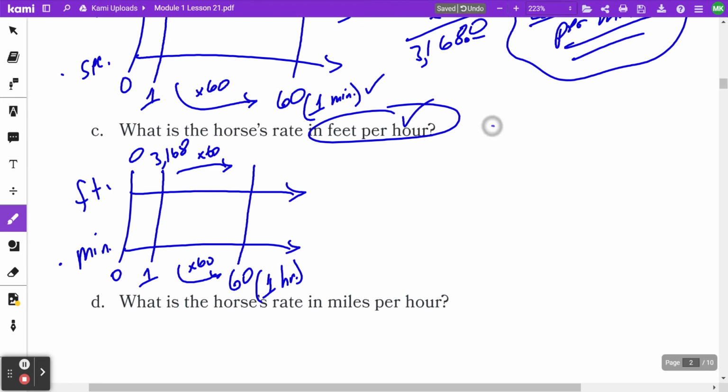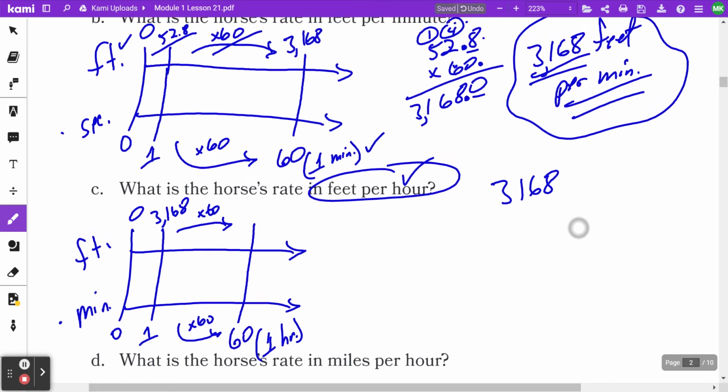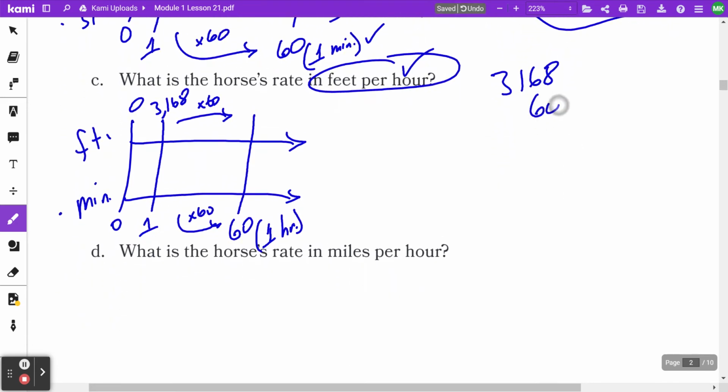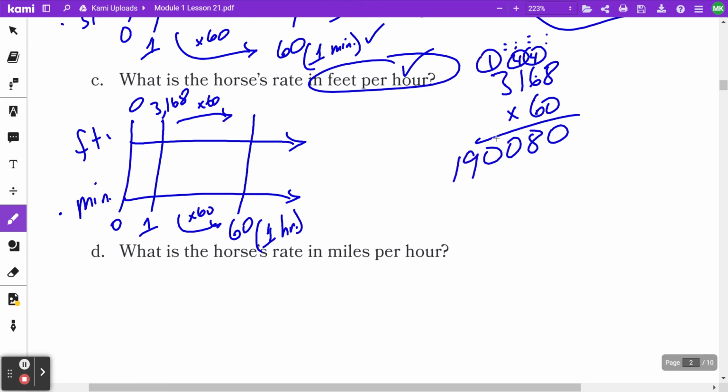So now I need 3,168. Let me just confirm that number. There it is. Times 60. Boy, lots of multiplication. That's a 0. That's a 48. 36, 37, 38, 39, 40. There you go. 6, 7, 8, 9, 10. Ta-da. 18, 19. There you go. No decimal, so boom. Oh boy. 190,080. That horse just keeps on running. All right, so for a whole hour, 190,080 feet in 1 hour.